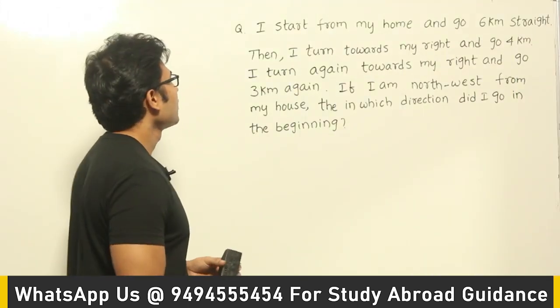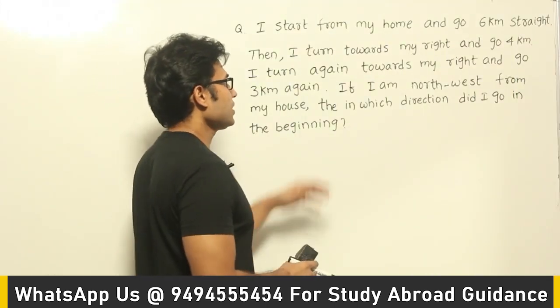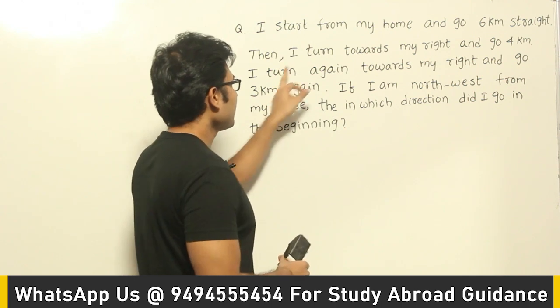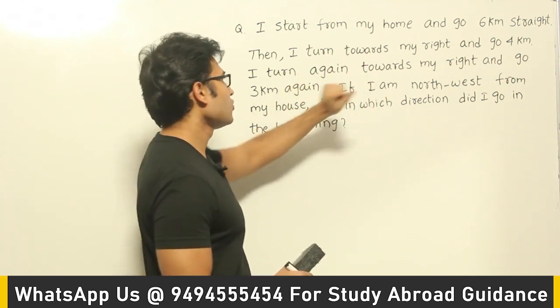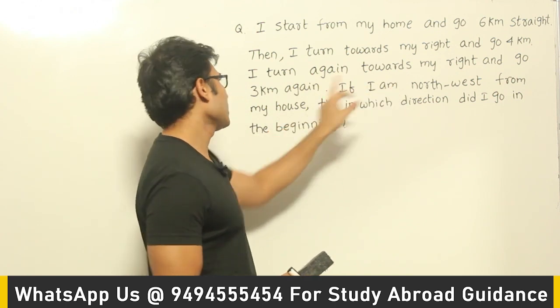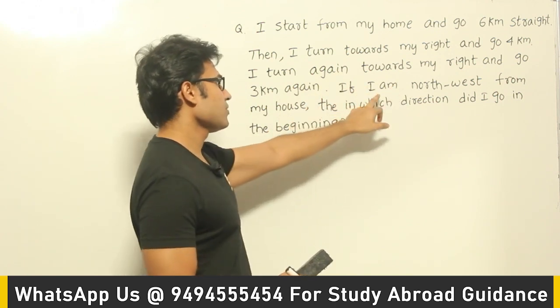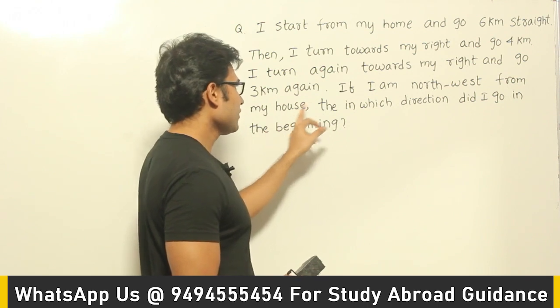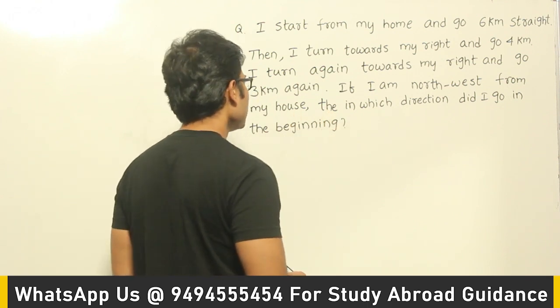Now let's see this question. I start from my house and go straight 6 kilometers. Then I turn towards my right and go 4 kilometers. I turn again towards my right and go 3 kilometers. If I am northwest from my house, then in which direction did I go in the beginning?